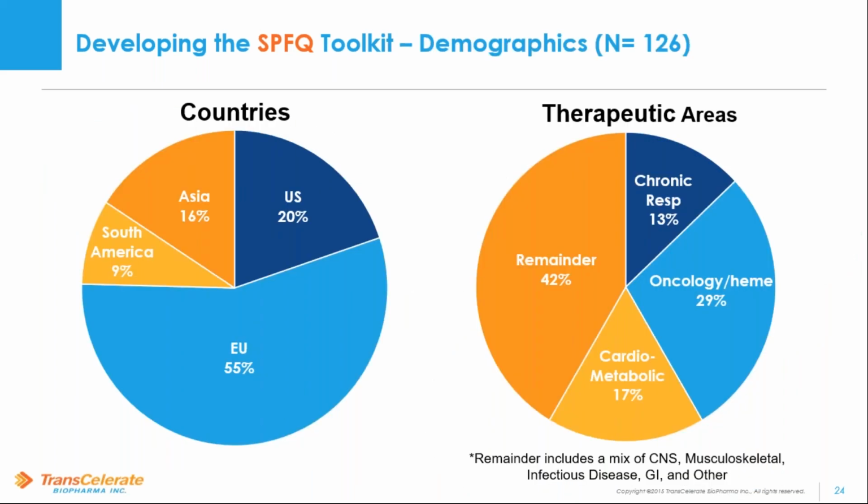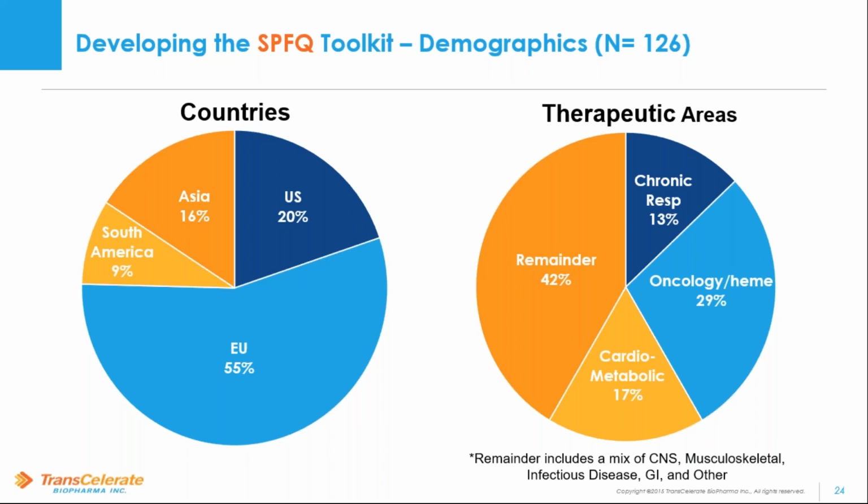Thank you. So what's really unique and exciting about the toolkit and the questionnaires themselves is that we did these interviews with patients one-on-one in their own first language, with interviewers who spoke the first language. Globally around the world, you see 55% were representing the EU, but also the US, Asia, and South America, and we also got a broad range of therapeutic areas. We want this to be as relevant as possible to as many patients as possible across several therapeutic areas.